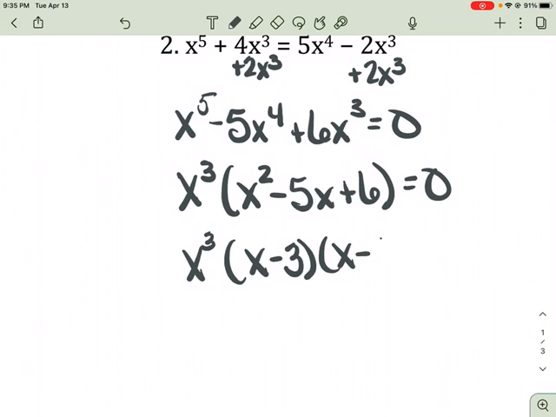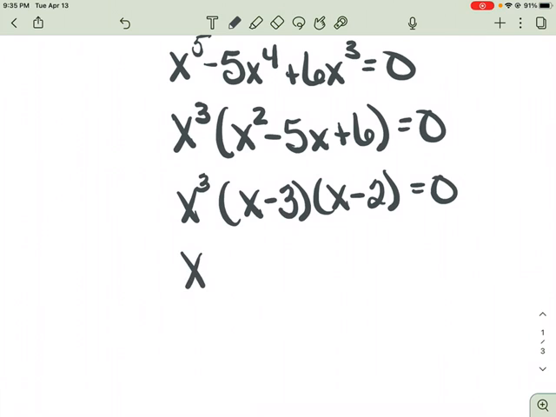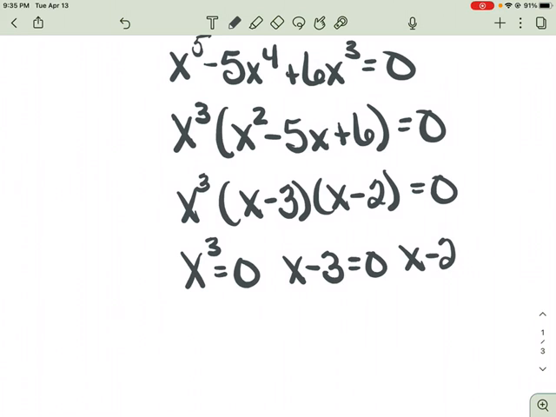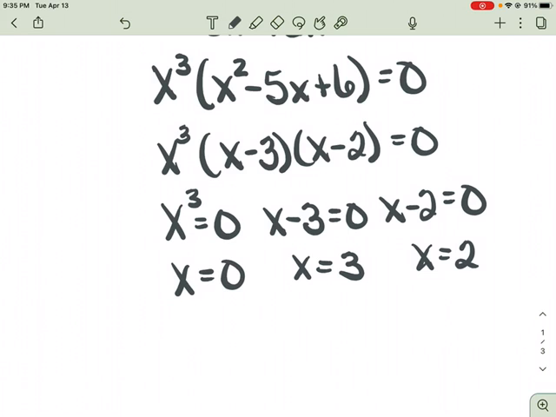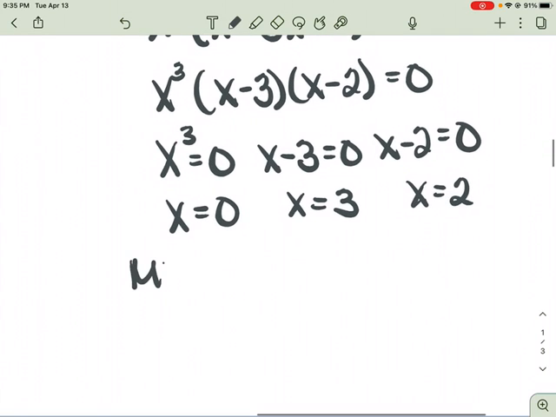Okay, here we go. x minus 3, x minus 2. And now we're going to set each of these equal to 0. Okay, so over here we get 2. Over here we get 3. And then basically x cubed means that 0 is a root 3 times. So we would say multiplicity of 3 here.